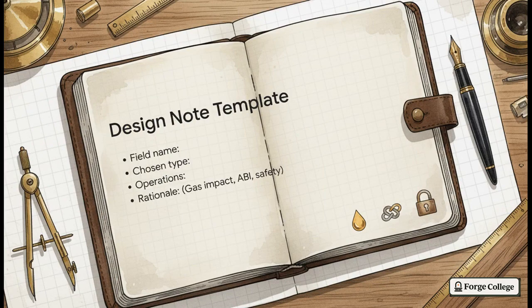So, to formalize all of this, here's the exact template you're going to use for your upcoming exercise. You'll document the trade-offs for at least 3 core entities in your capstone project. You just need the field name, the chosen type, the specific operations, and a short rationale explaining the gas impact, ABI integration, or safety measures.